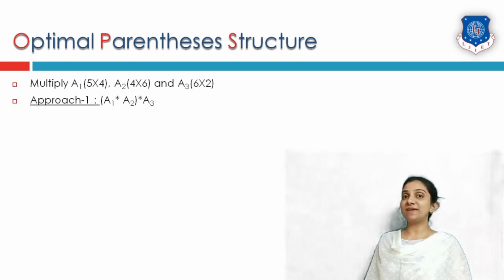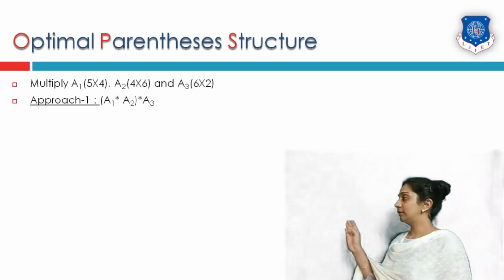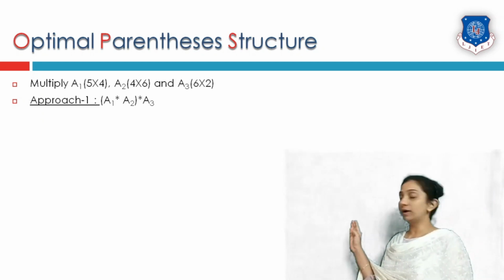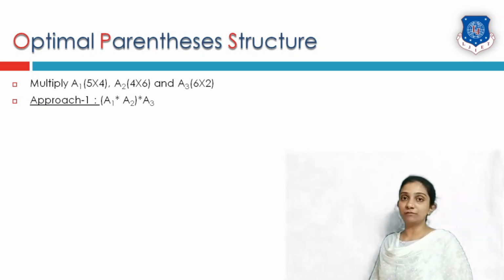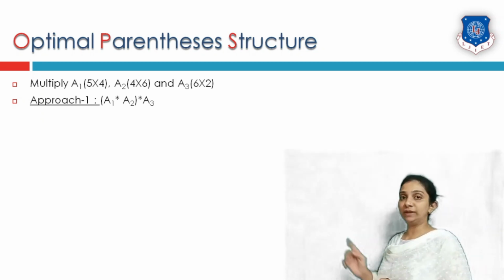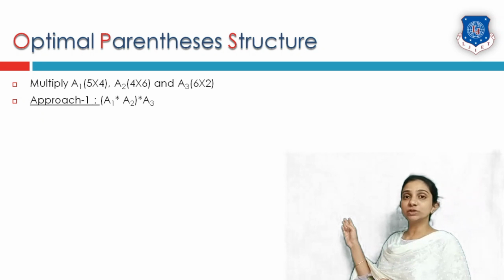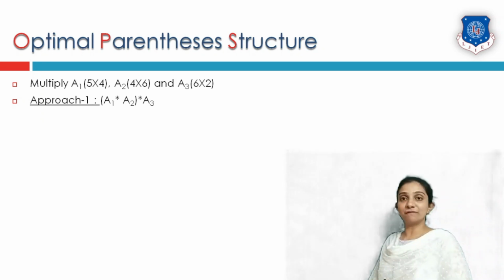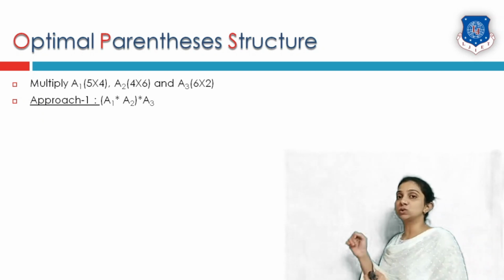Obviously, as you can see, if I want to multiply A1, A2 and A3, between A1 and A2, columns and rows respectively should be equal, which you can see: the columns of A1 is 4 and rows of A2 is also 4. Again, between A2 and A3, columns of A2 is 6 and rows of A3 is also 6. So I can easily multiply them in an order of A1, A2, A3.